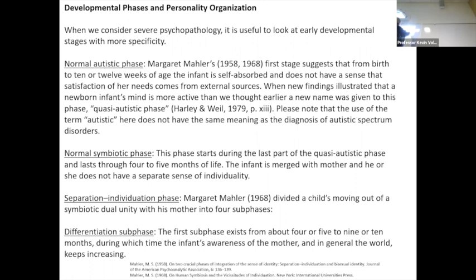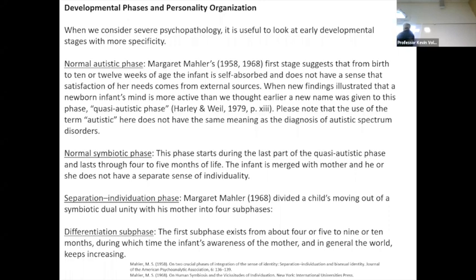But this first stage suggests that from birth to 10 or 12 weeks of age, very early, the infant is self-absorbed, does not have a sense that satisfaction of her needs comes from external sources, at least not most of the satisfaction. Right? So they're autistic in the sense that they're just self-referential. When new findings illustrated that a newborn infant's mind is more active than we thought earlier, a new name was given to this phase and they started calling it quasi-autistic, because we do know that the child has some awareness of the outside, just mostly self-referential. Please note that the use of the term autistic here is not the same as the diagnosis of autistic spectrum disorder. Very important.